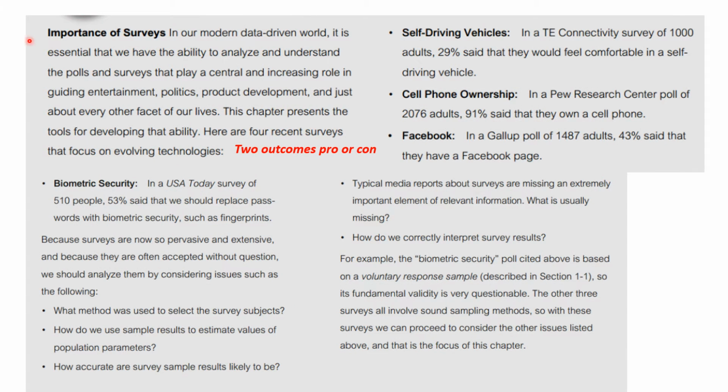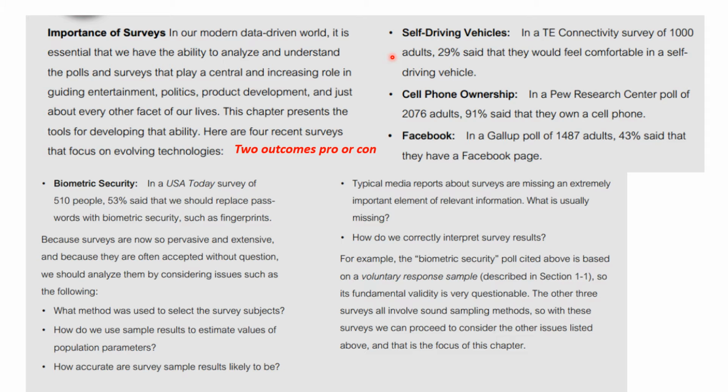And a good example of such things are surveys. Now notice when you do surveys, there are two outcomes. You can either be for something or against it, but only two outcomes. So for example, in a survey on biometric security, 53% said that we should replace passwords with biometric security such as fingerprints. So either you were for this or you were against it.